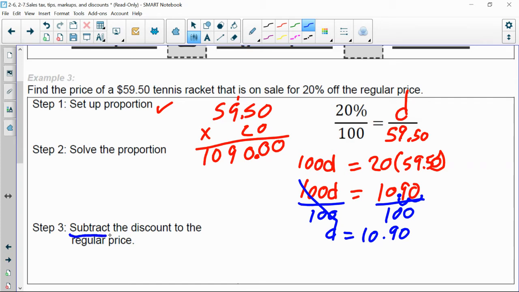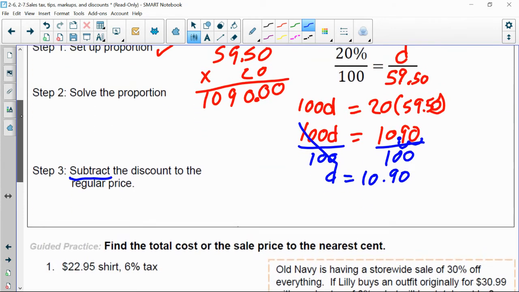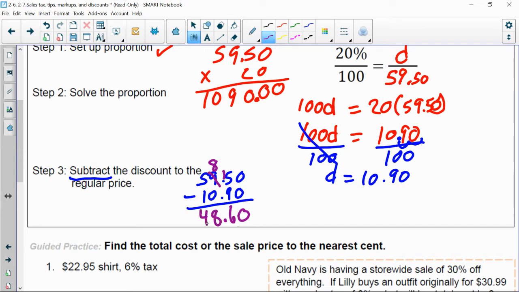So notice, instead of adding this time, we are going to subtract. And this way, you always have to put the higher number on top. So the 59.50 has to go on top, and then we're going to subtract the 10.90. Okay? 0 minus 0 is 0. I can't take a 9 away from 5, so I'm going to borrow from this one and bring a 10. So now this is 15. 15 minus 9 is 6. Decimal. 8 minus nothing is 8. 5 minus 1 is 4. So your total price that now you're paying before taxes or anything is $48.60.